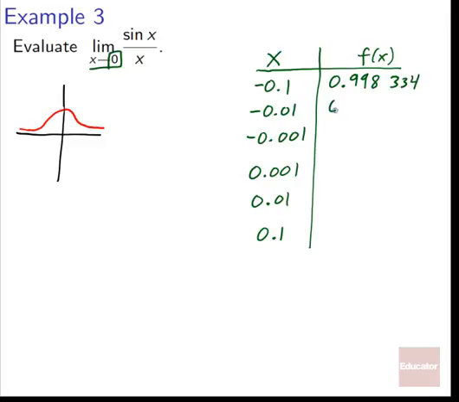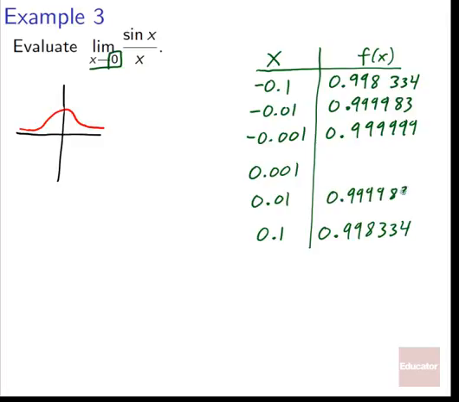0.998334, plug in -0.01, 0.999983, -0.001, 0.9999999. On the other side, 0.1, we have 0.998334, 0.01, 0.999983, 0.001, 0.999999. So it's pretty clear what we're winding up approaching here.